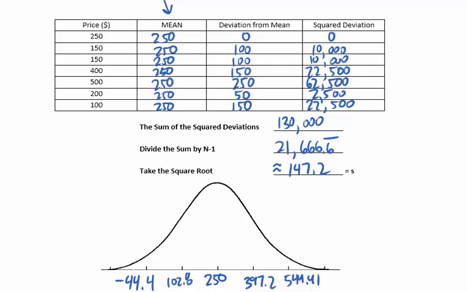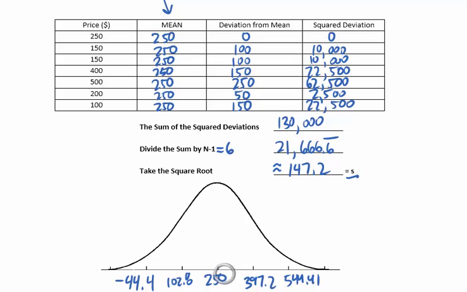Divide by n minus 1, which in this case would be 6, since we had 7 pieces of data. So divide by 6, and we get 21,666.6 repeating. Now we want to take the square root of that, which gives us 147.2. That is our standard deviation right there, and that's what this little s stands for. We use s, small s, for standard deviation.